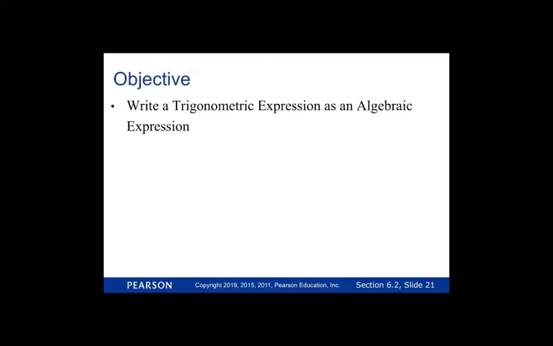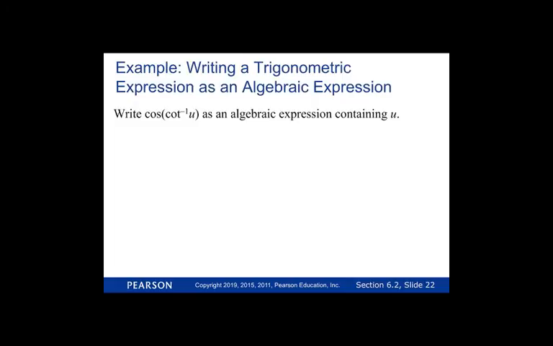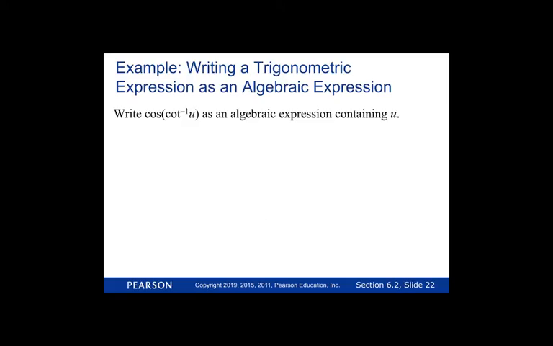Okay, let's do this one really quickly. Is this the last one? Okay, yeah, let's do this one. It says write cosine of inverse cotangent of u as an algebraic expression containing u. Let's do this one really quickly. I think I can do it quick, and then we'll call it a day.